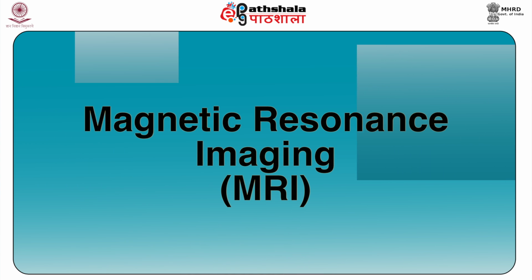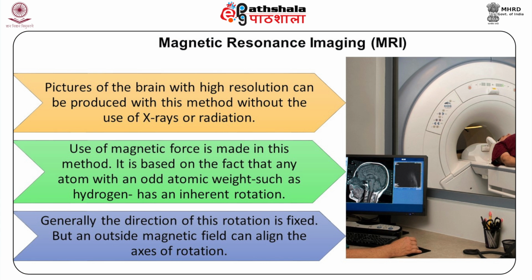Magnetic resonance imaging, also known as MRI. It is also known as nuclear magnetic resonance, NMR. Pictures of the brain with high resolution can be produced with this method without the use of X-rays or radiation. Use of magnetic force is made in this method. It is based on the fact that any atom with an odd atomic weight, such as hydrogen, has an inherent rotation. Generally, the direction of this rotation is fixed, but an outside magnetic field can align the axis of rotation. A brief magnetic field can make them move like tiny gyros.